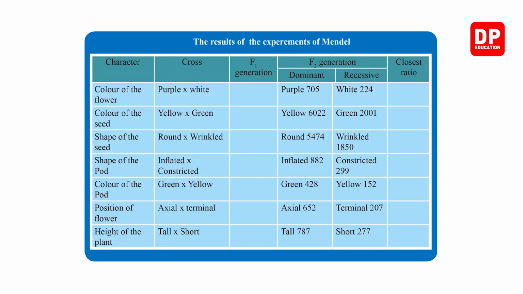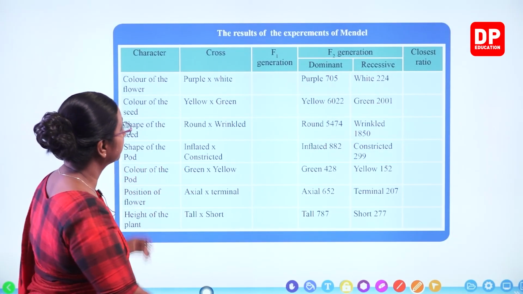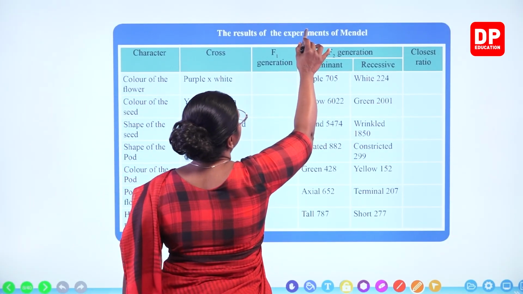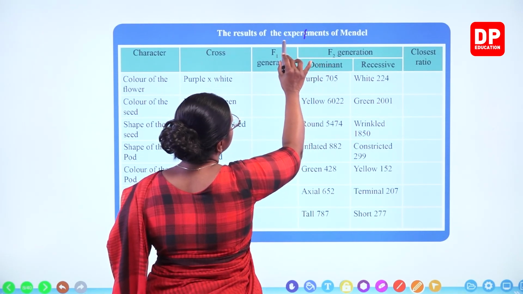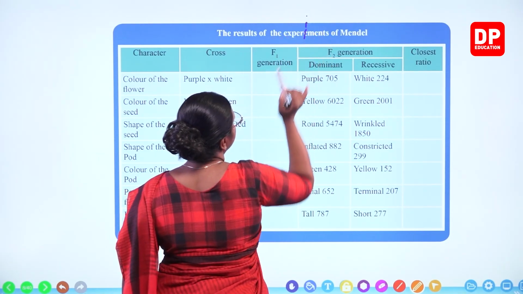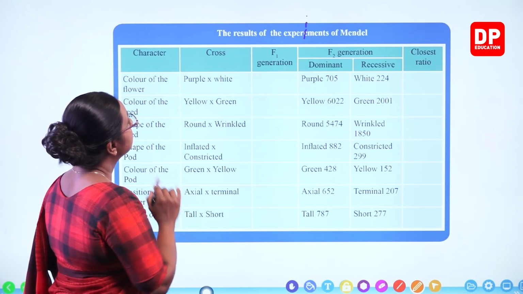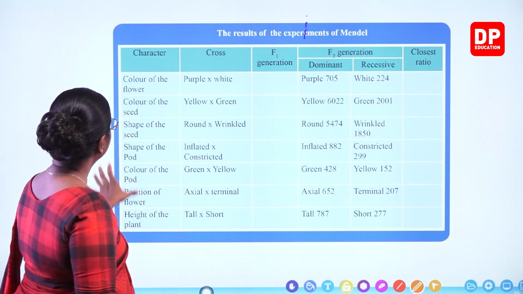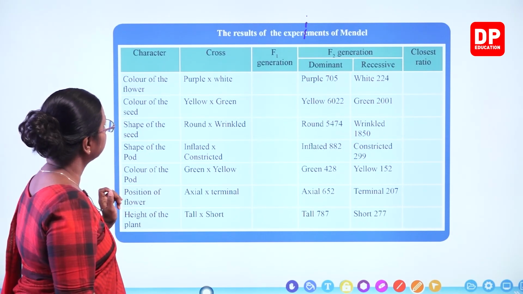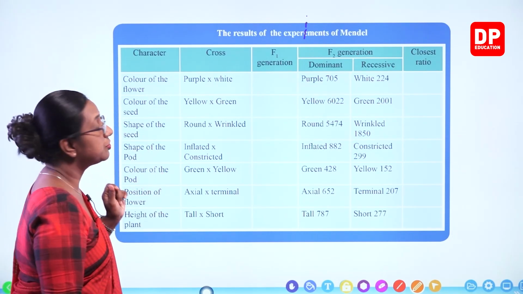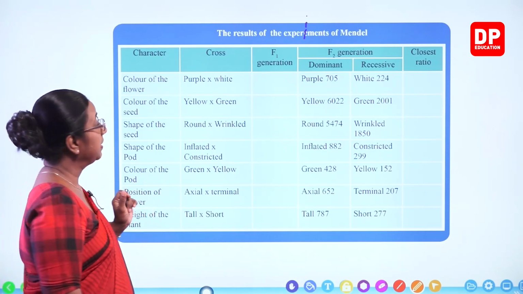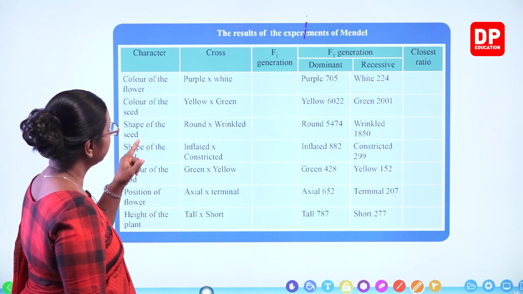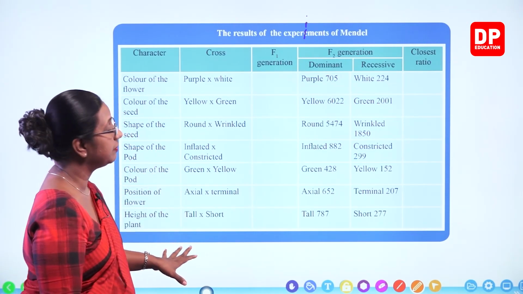The results of the experiments of Mendel. This is given in your textbook, students. There is a typing error: experiment should be EXPERIMENTS, the results of the experiments of Mendel. In the first column, we have the character. The second column shows how the cross breeding took place. Then the F1 generation, what will be observed.